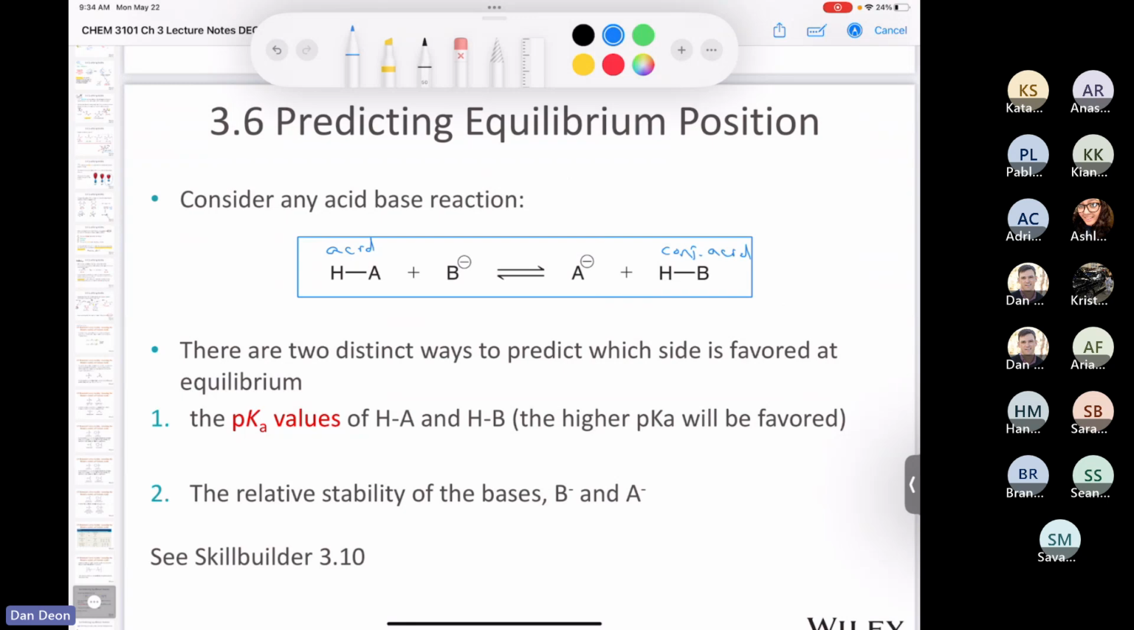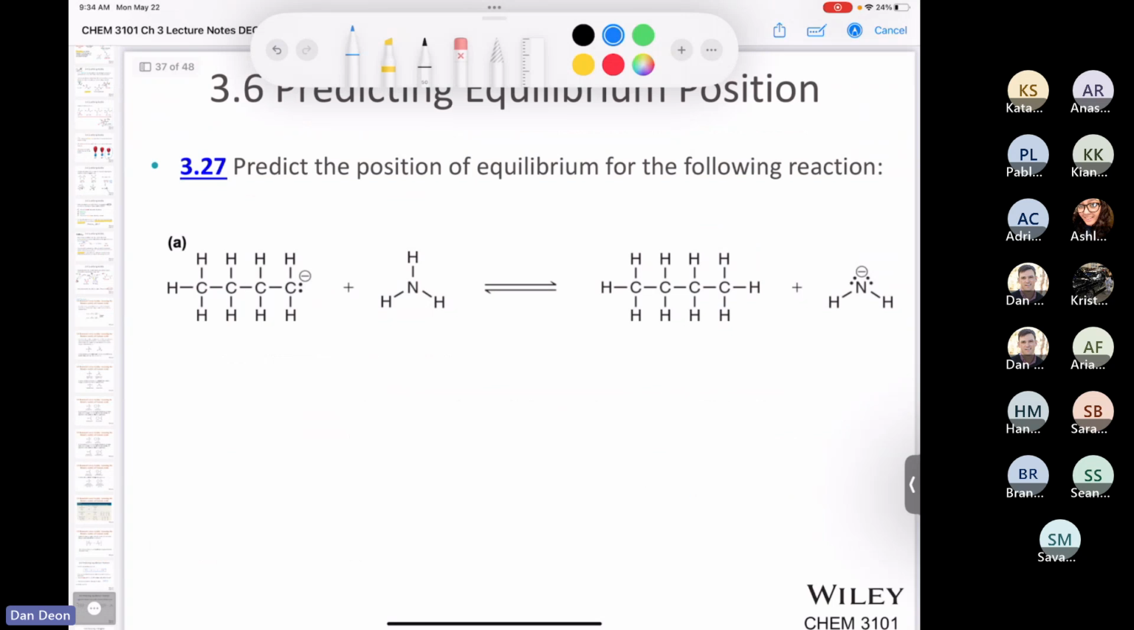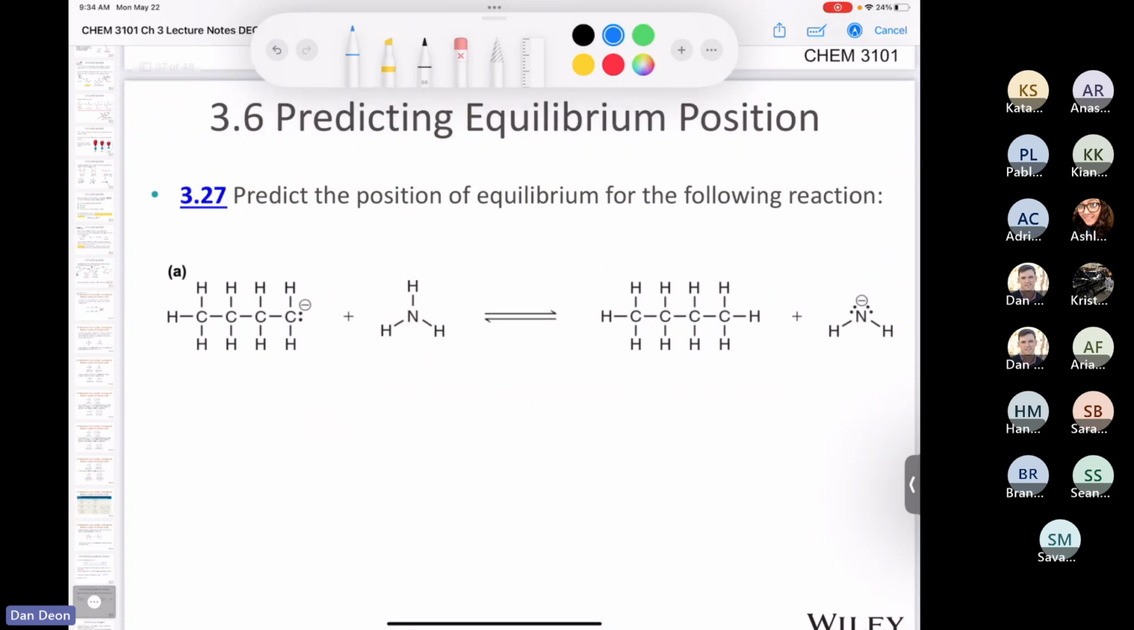If you don't have the pKa values memorized, then you can use ARIO, and you can evaluate the relative stability of the conjugate bases. So the equilibrium is going to lie to the side of the more stable of the two conjugate bases, right? Because the more stable base is going to come from the stronger acid. So with all that in mind, let's try a problem here.